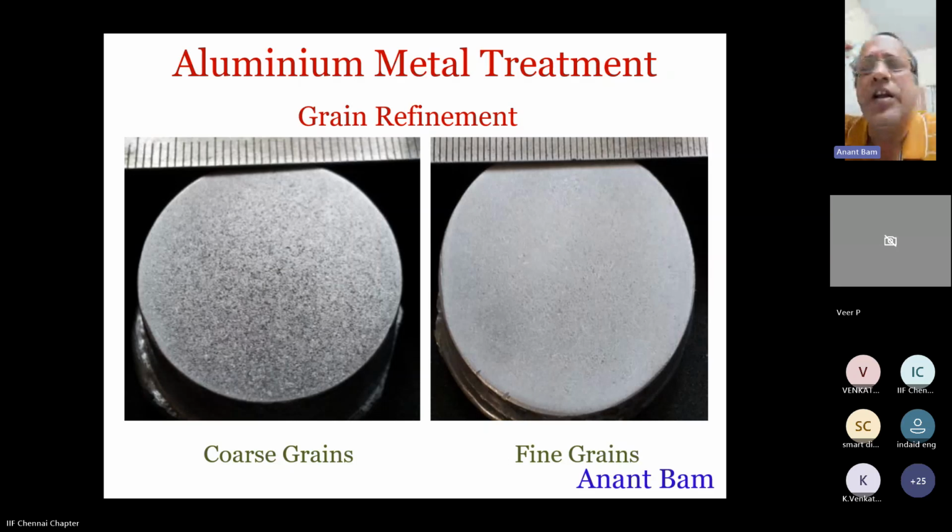Can we check grain refinement visually? Yes. You take a button sample, just polish it on a fine sandpaper, dip it in etching agent. The etching agent, in this particular case for grain refinement, is Tucker's etch. Tucker's etch, you can Google it. It's a mixture of hydrochloric acid, nitric acid, sulfuric acid and water.